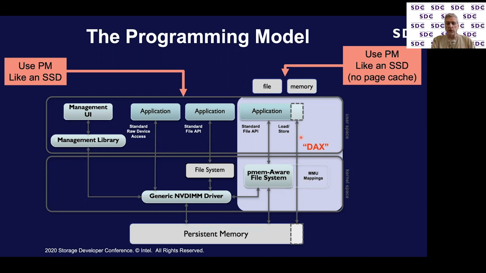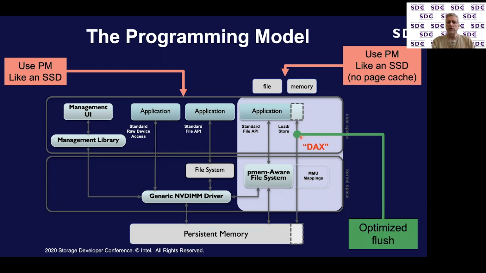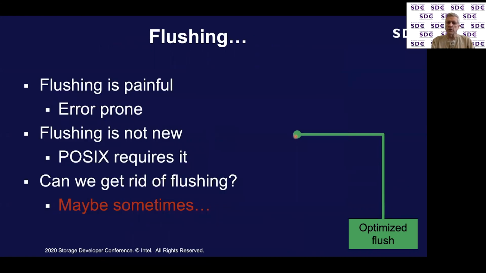So this is the first time in my description now where I'm talking about an interface that's not an existing standard interface. We call this optimized flush, where you can just flush something to persistence directly from user space. And that's the interesting part that I'm going to focus on today. I'm going to zero in on this optimized flush part.